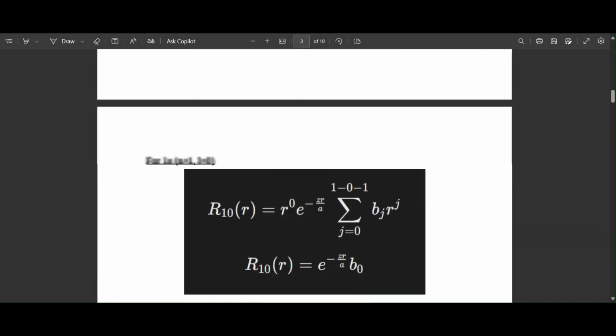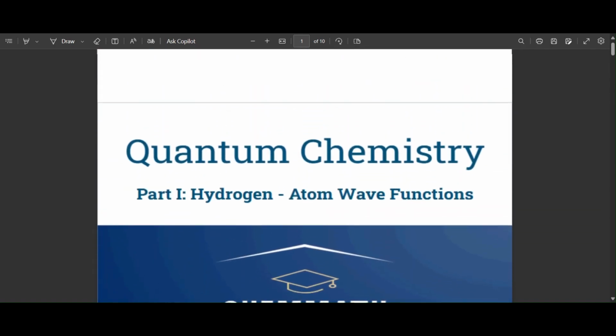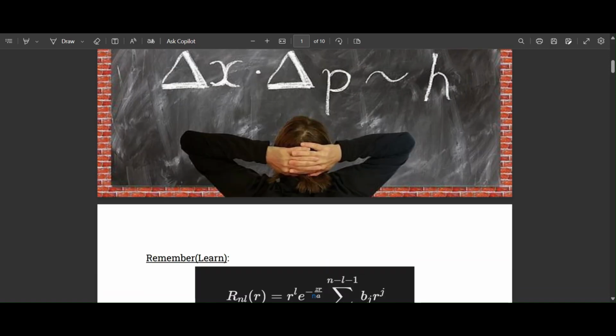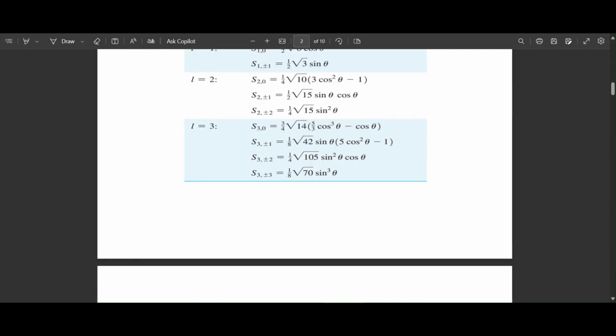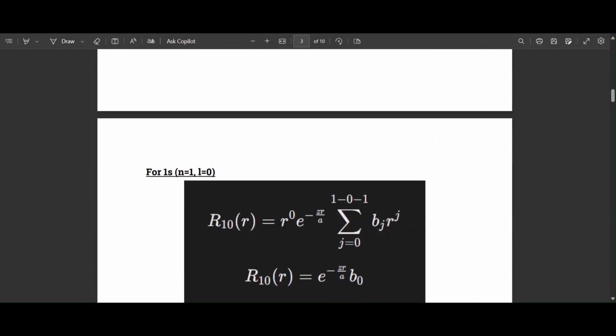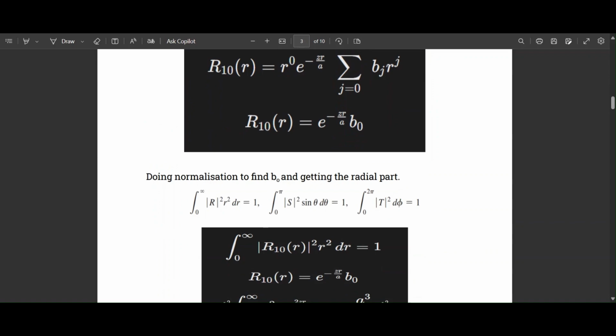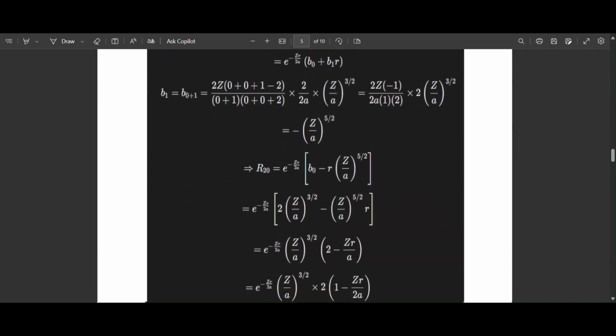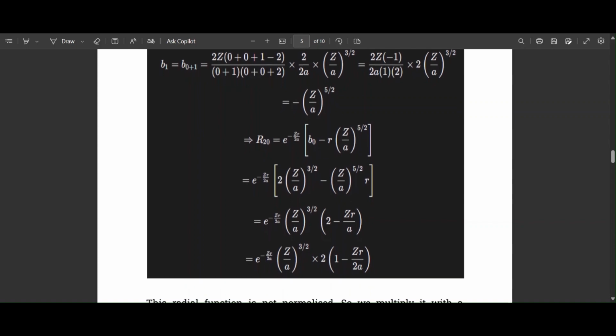In case you want to refer to a book for quantum chemistry, I would suggest you go for Ira Levine. The book is really good for quantum chemistry basics, and I have also referred to that book for this content, and it's a very good book. You should give it a read, and all the best for studying this topic and other topics of quantum chemistry.